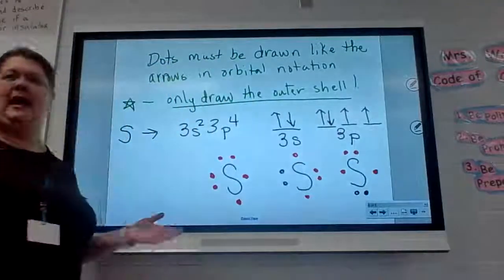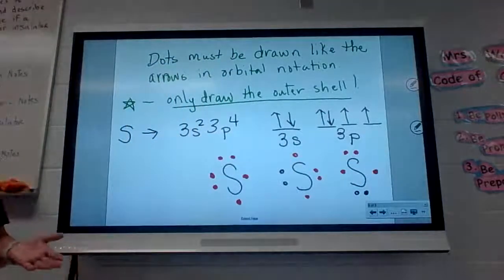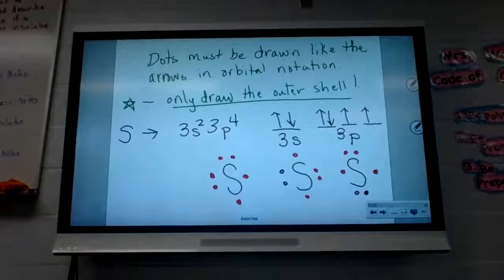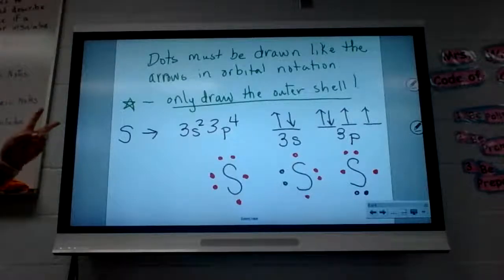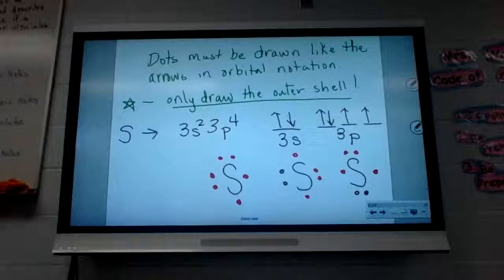They're all the same diagrams, okay? It doesn't matter how anybody draws them, as long as there are 2 sets of paired dots and 2 sets of single dots, they're all the same diagram. Does everybody see that? Yes or no? Yes. Everybody with me? Okay.